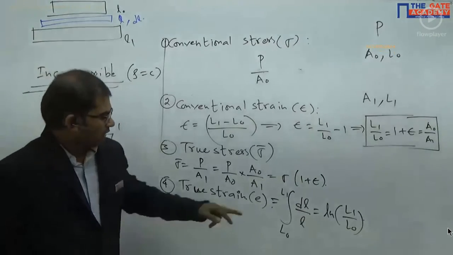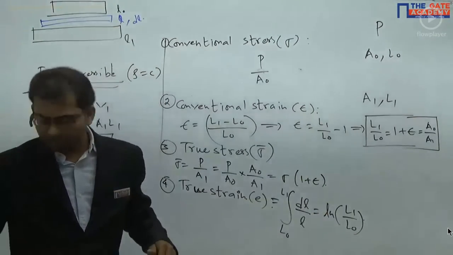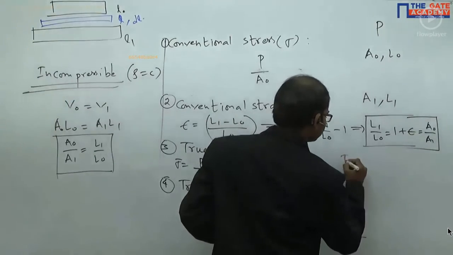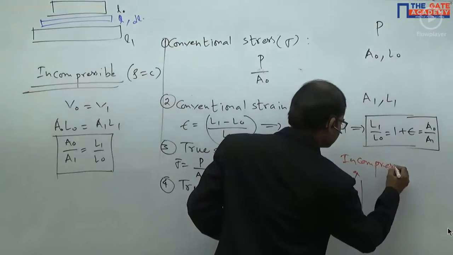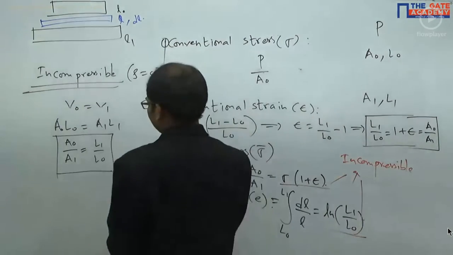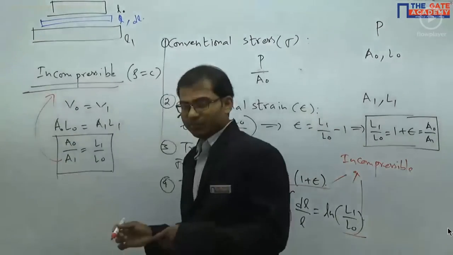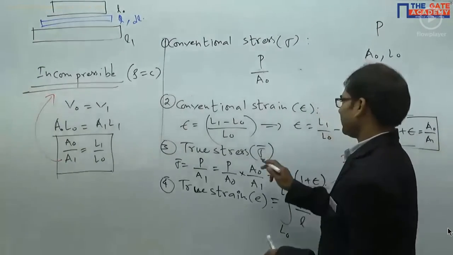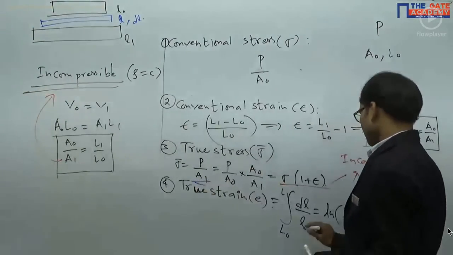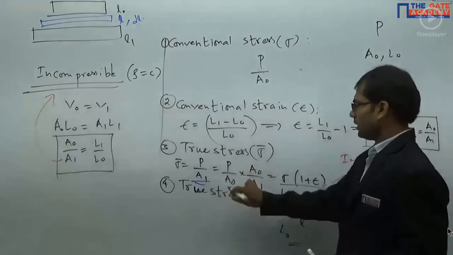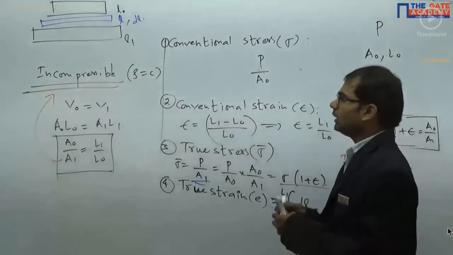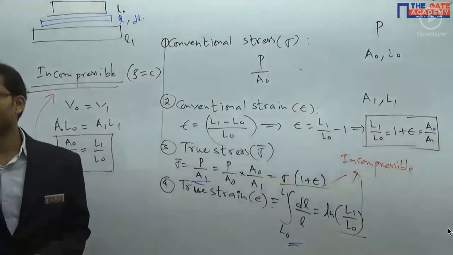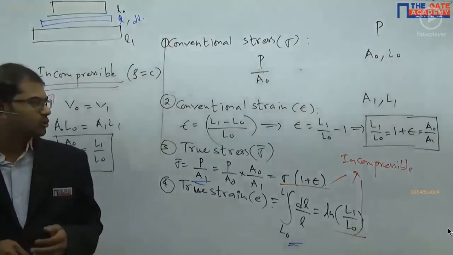So what is the final formula I'm writing here? Whatever I have written, these are valid only for incompressible material, because I am using this relation. But the first formulas I wrote, true stress equal to P by A1, and true strain equal to integral of dl by L, are valid for any material, irrespective of whether it is incompressible or not. If we use this relation, it's valid only for incompressible material. Understood everyone? Please copy this fast.